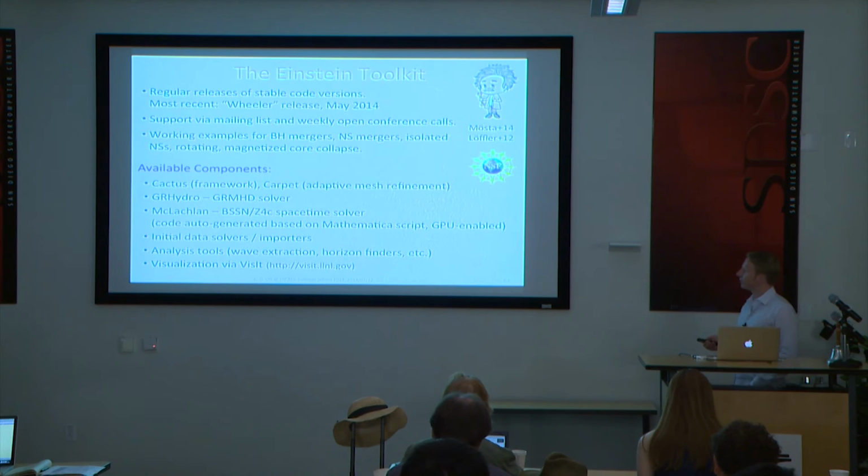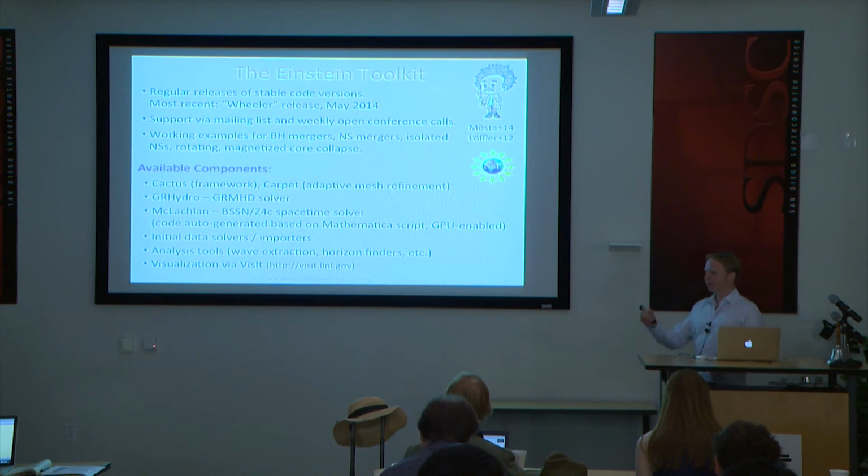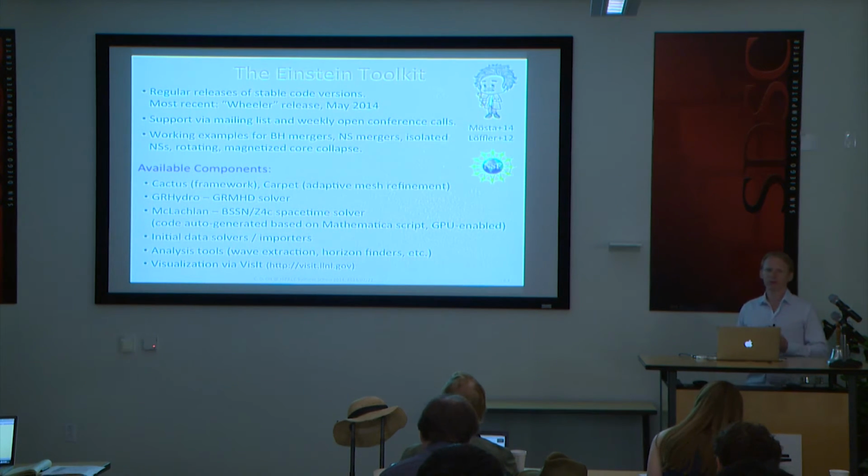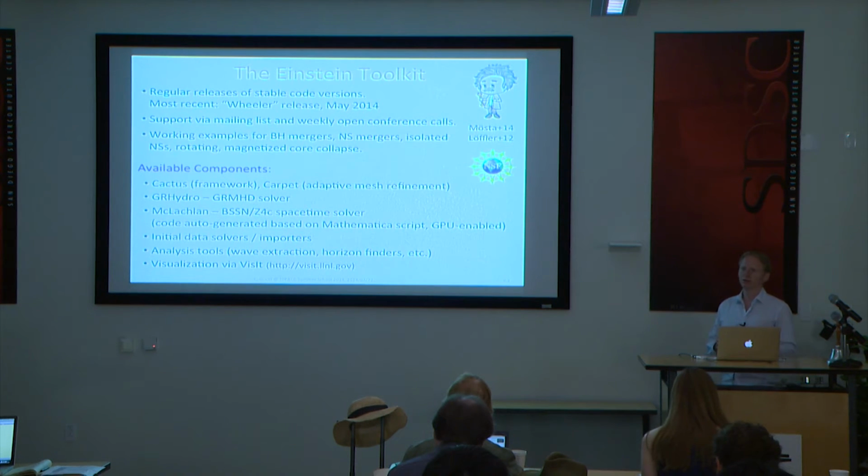Here's just a list of available components. This all builds on what's called the Cactus framework, which is a modular framework where you have a flesh and then you plug in physics modules as thorns into the Cactus flesh. It has an adaptive mesh refinement driver, a hydro solver, and various spacetime solvers that implement various different evolution systems. It has initial data solvers and can import initial data from other codes. There are lots of analysis tools, and visualization is done via the VisIt visualization software, which is also open source.